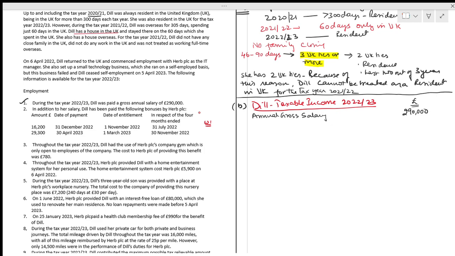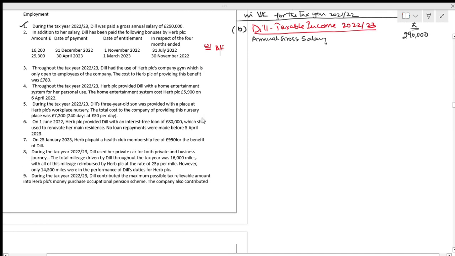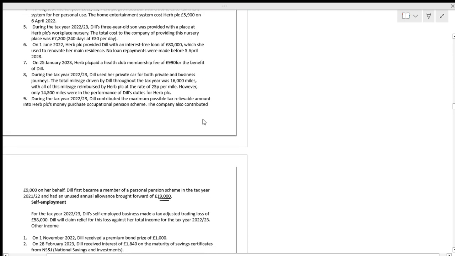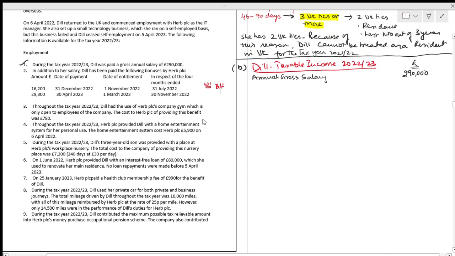How much is the maximum an employee can contribute? The maximum an employee can contribute is with respect to the brought forward unused annual allowance. Is that what they have said? Brought forward unused annual allowance is how much? 19,000.